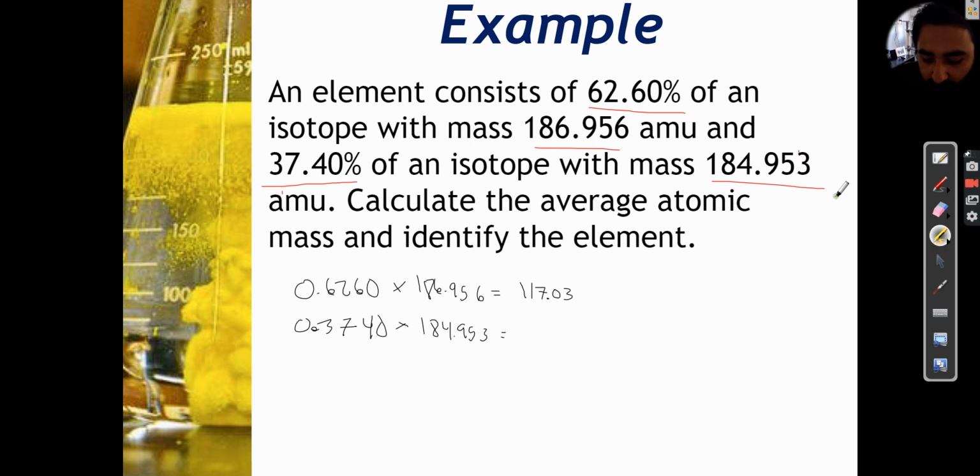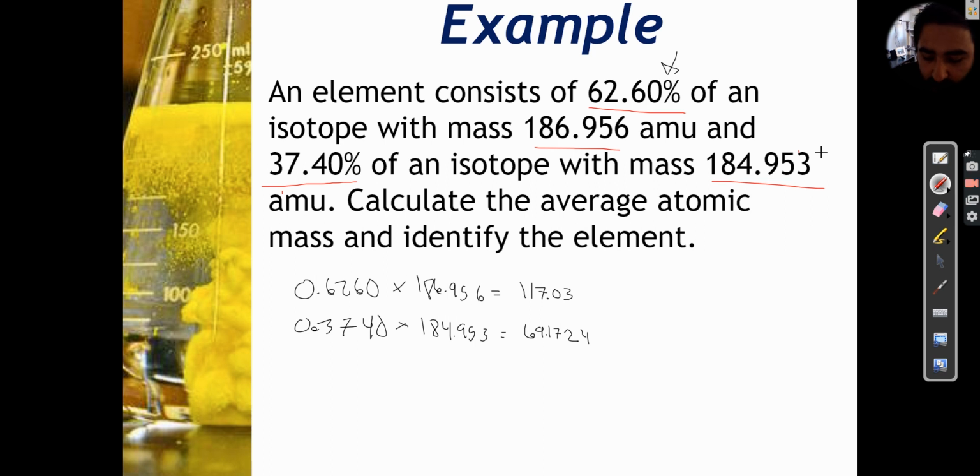So 0.374 times 184.953. Pretend that's a 9 and a 5 and a 3. And then we end up getting 69.172, and it should be 6 sig figs. Whoops. Let's pretend we had another one over there, but oh well. All right. Let's add these up. Our answer should be really, really close to 186 because that's our highest percentage.